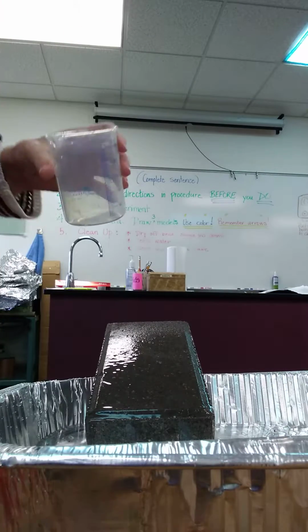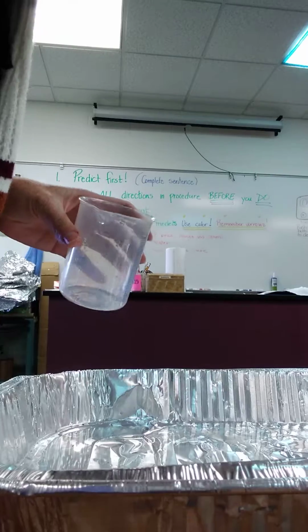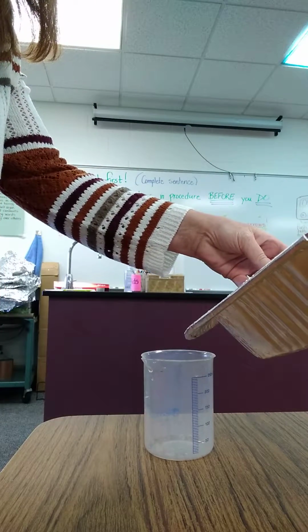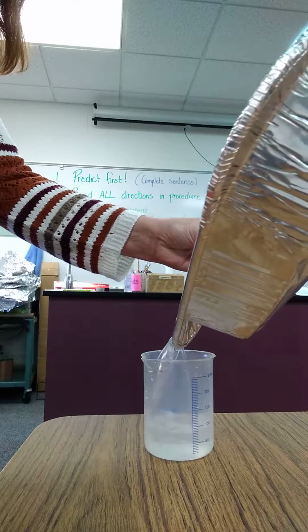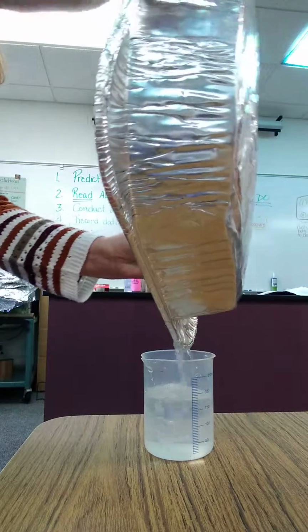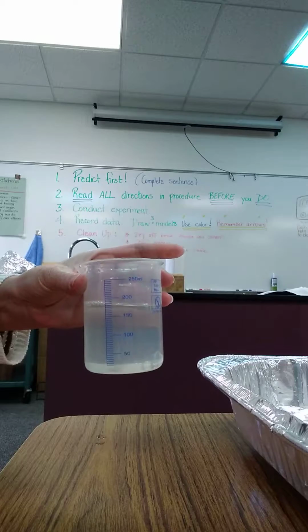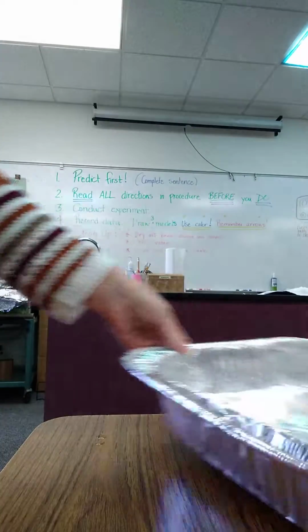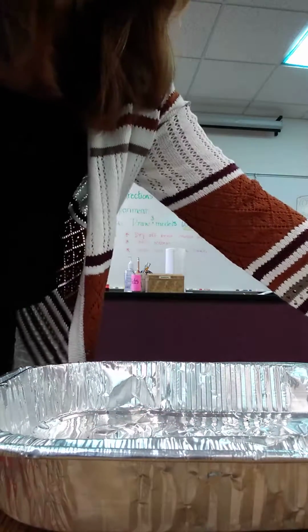Okay, here we go. I'm going to move the brick and we will measure the amount of water left over. We started with 200, and we have about 200 milliliters left. So we had no water infiltrating. We had all of that 200 milliliters running off.